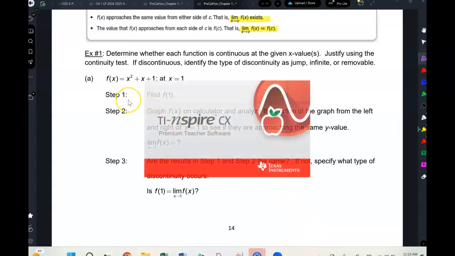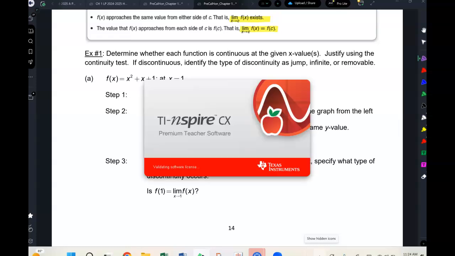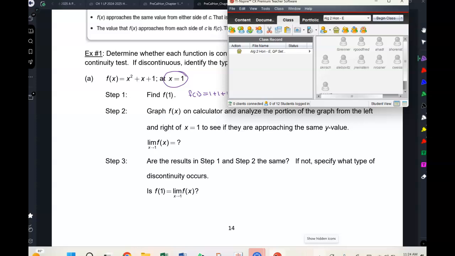It's your basic parabola. Go ahead and graph it. To show if something is continuous, you literally have to go step by step. So now the question is, is f of x continuous at x equals 1? Step 1, you find f of 1. f of 1 is 1 plus 1 plus 1, 3. You just plug it in.